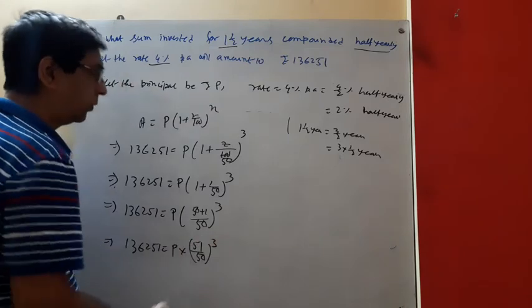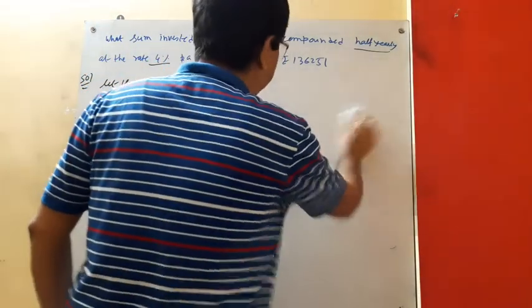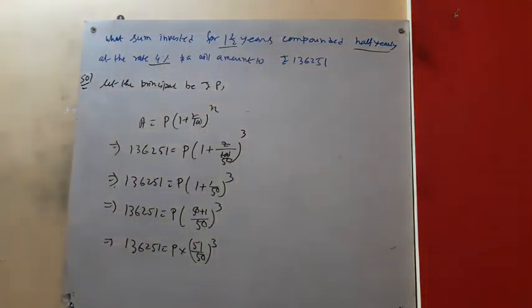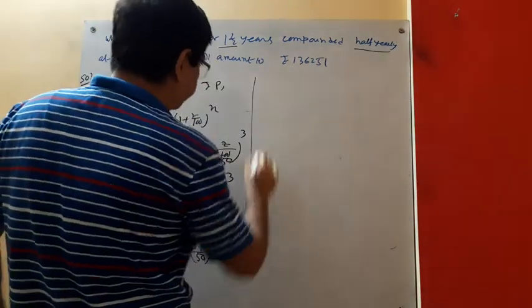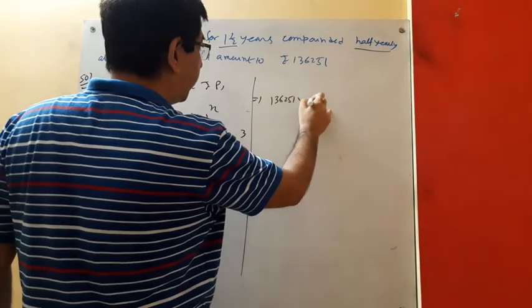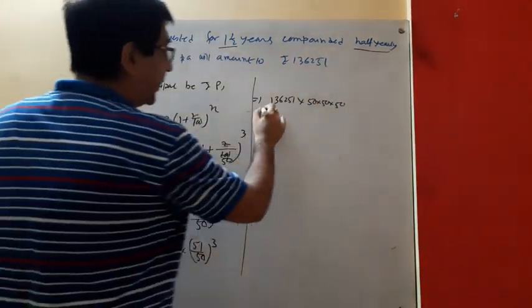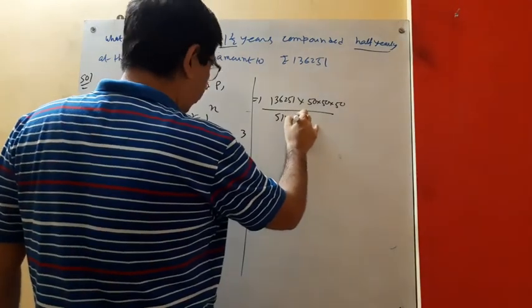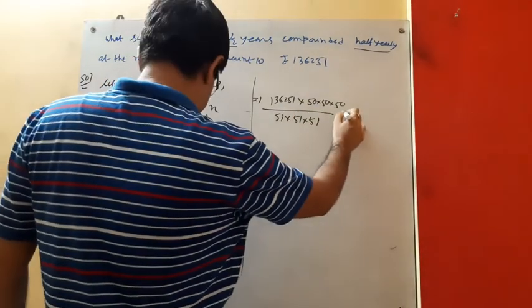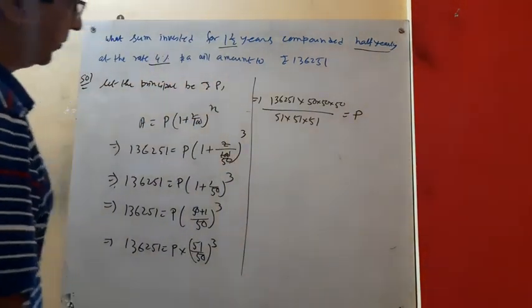Whole cube, right? 136251 equals P into 51 by 50 whole cube, right? Now we have to find P. How to calculate P? Now you just see here. 136251 into 50 into 50 into 50. These will go ahead. And here 51 into 51 into 51. That means you will get P, right? Okay.